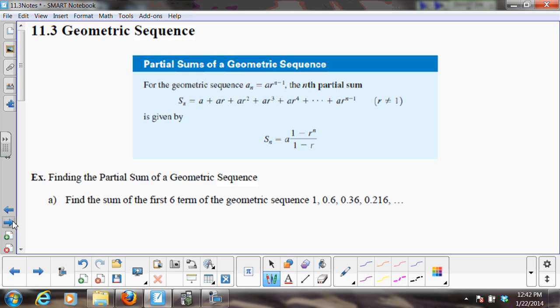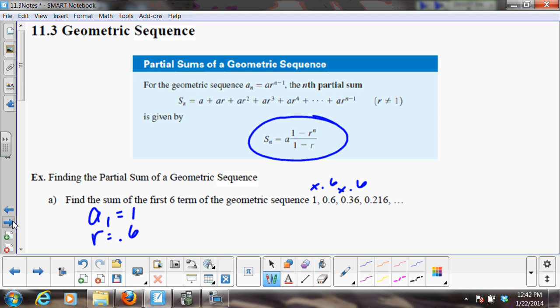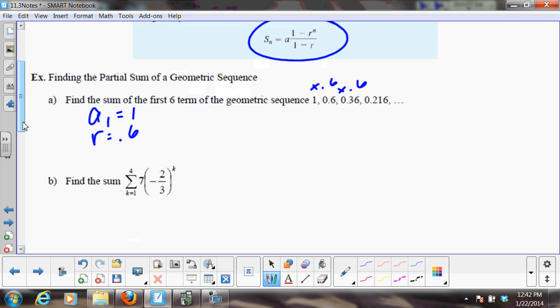Then we have partial sums of a geometric sequence. There's only one formula. Arithmetic, we had 2 different ones, but this one there's only one. We need the first term, what our r is, and how many terms we're actually finding a sum for. So if we have this sequence, to go from 1 to 0.6, you times it by 0.6. To go from 0.6 to 0.36, you times it by 0.6, and so on. So our r is 0.6. Our first term is 1. We want the first 6 terms, so that's n.